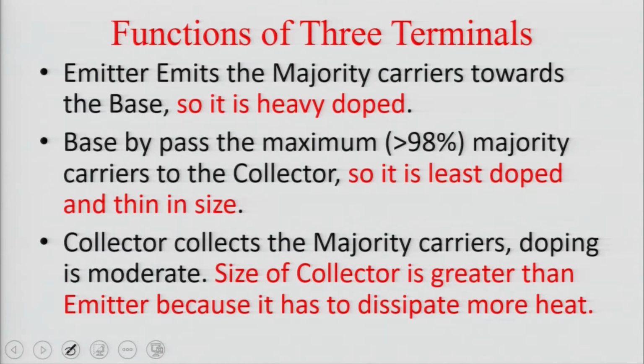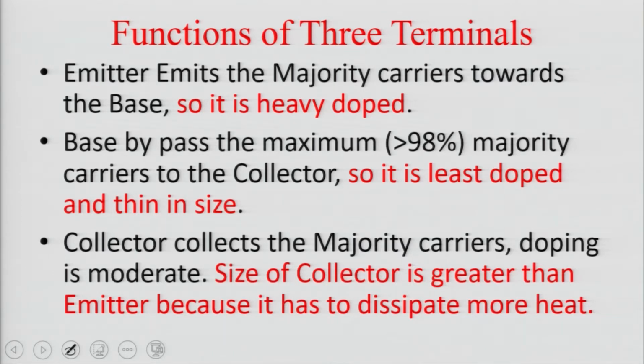Because the base layer has majority charge carriers of the opposite nature to the emitter, the electrons emitted by the emitter will recombine in the base. This means the base has to let the maximum number of carriers bypass, so the recombination between the majority carriers of the emitter and the majority carriers of the base should be minimum. This means the base layer must be least doped, and its size should also be thin. Why thin?